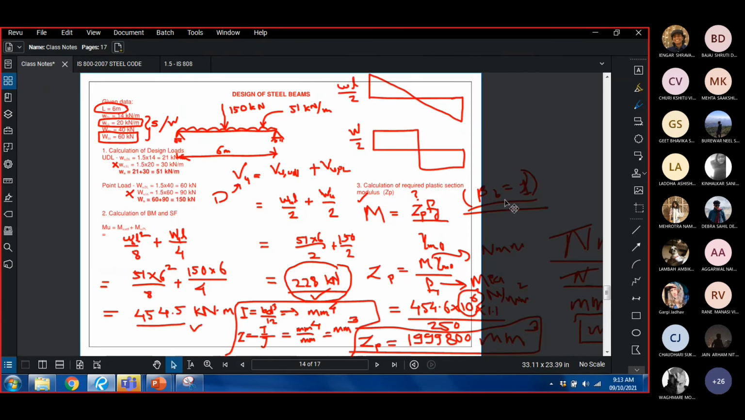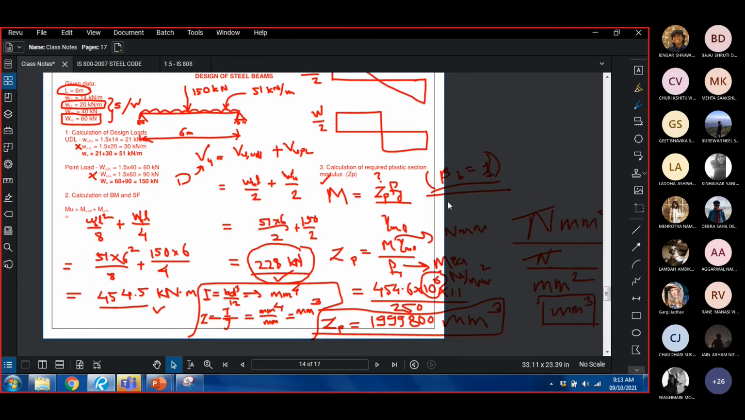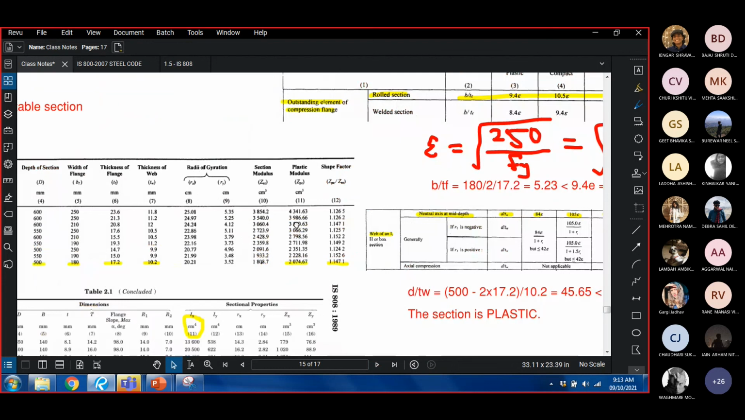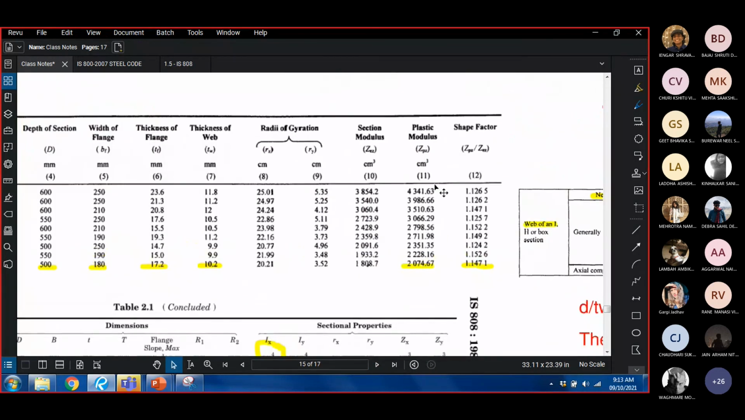In this formula, beta b is not 1. But now since you do not know the section, you do not know the value of Ze and Zp. So what you do is, अगर 1900 या 2000 लग रहा है, you choose a slightly higher value. So you choose say 2000, anything that is above 2500. So let's choose somewhere 2700 or 3000. But ये situation आपको नहीं आना चाहिए अगर आप hot rolled sections use करें.